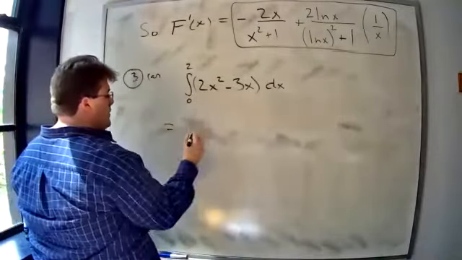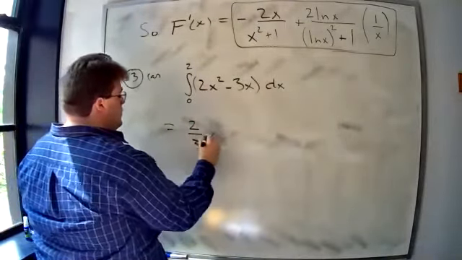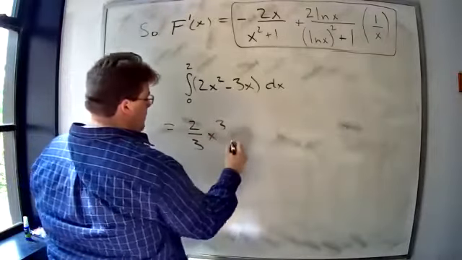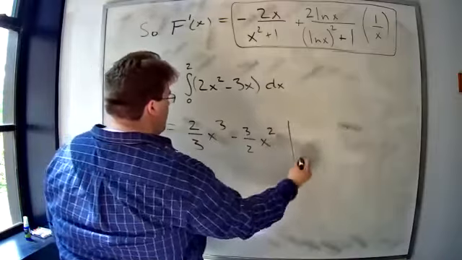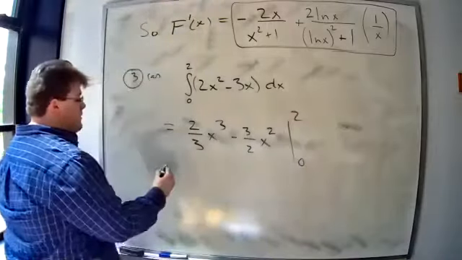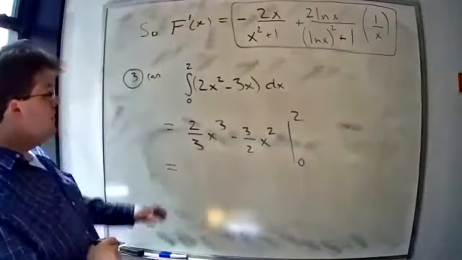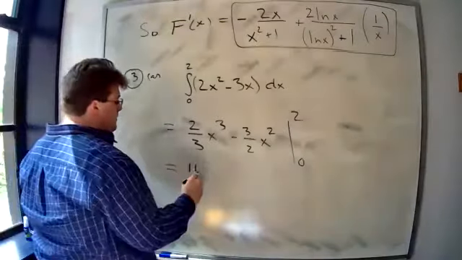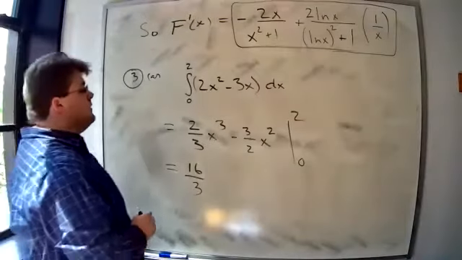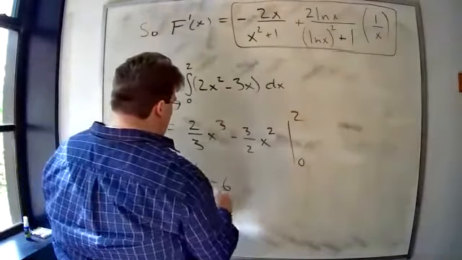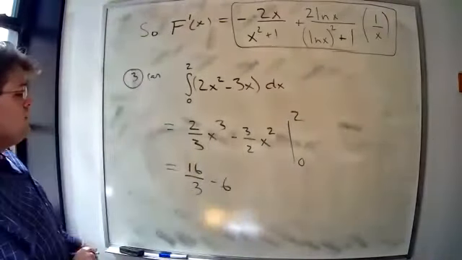So what do we get? A third x cubed with a 2, half x squared with a 3, evaluated from 0 to 2. Evaluate at 2, what do we get? 8 times 2/3, 16/3. 4 times that 1.5 is 6, with a negative.